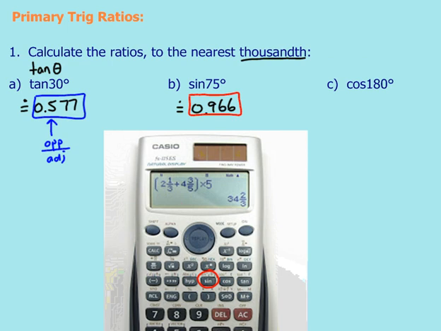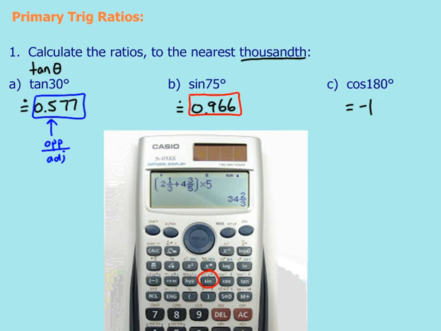Okay, let's try the last one. So you're getting the hang of this now. Cos 180, press equals. Oh, well, that's just -1. Well, that was convenient. Okay, no approximation dot because you didn't actually round at all.